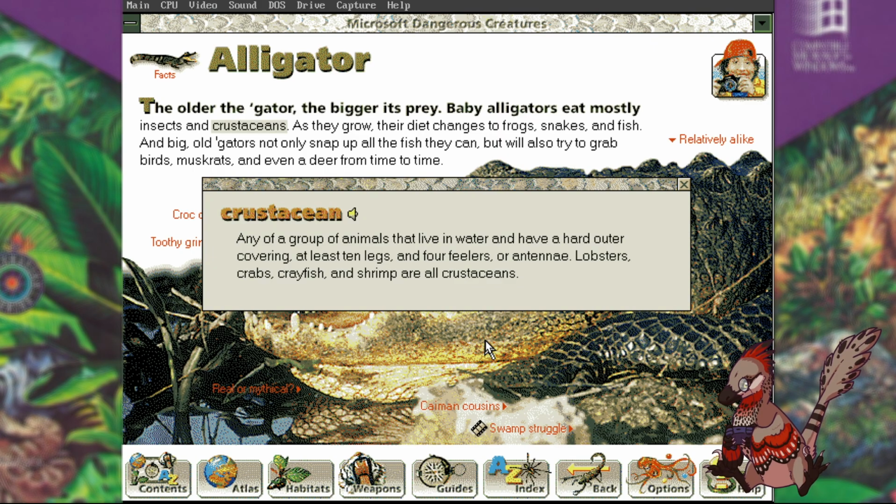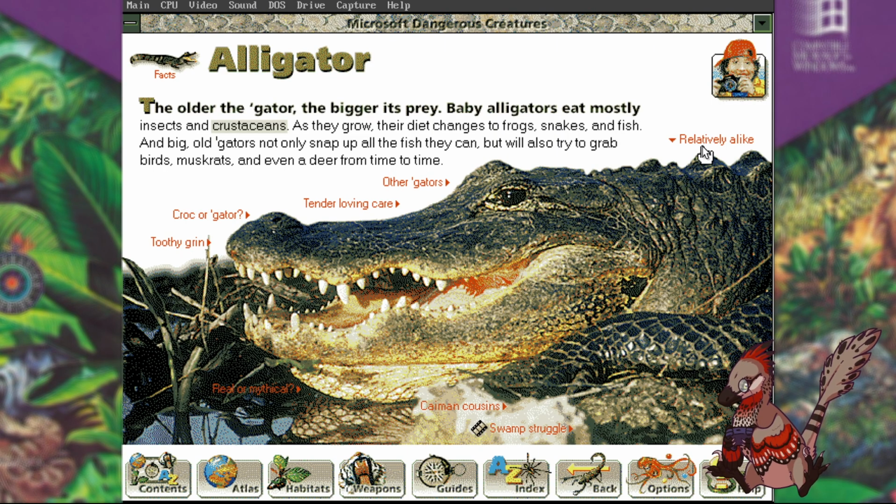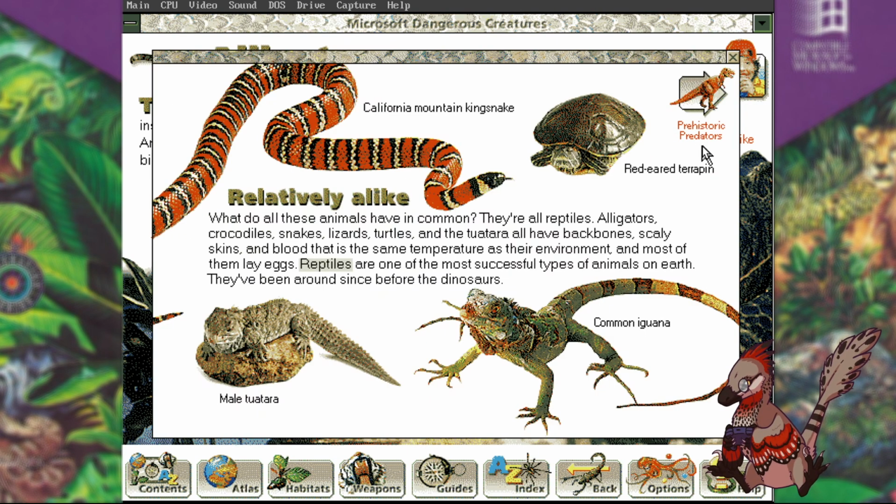Crustacean. Any group of animals that live in water and have a hard outer covering, at least 10 legs, and 4 feelers or antennae. Lobsters, crabs, crayfish, and shrimp are all crustaceans. Reptiles all have backbones, scaly skin, and blood that isn't always warm. Oh my god, iguana! I love the iguana, it's so pretty. I like all of them. The California mountain king snake is also really, really pretty. Look at those absolutely pretty markings here.